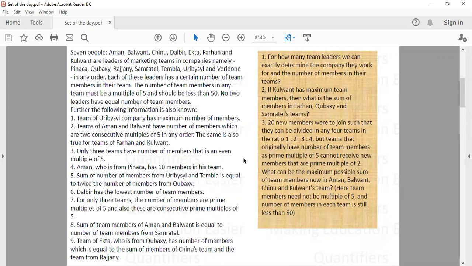It says that there are 7 people: Aman, Balwant, Chinu, Dalbir, Ekta, Farhan, and Kulwant, and they are the leaders of the marketing teams in 7 companies. Each of these leaders has a certain number of team members in their teams. The number of team members in any team must be a multiple of 5 and should be less than 50, and so on. So for this question, you mainly need to construct a table.